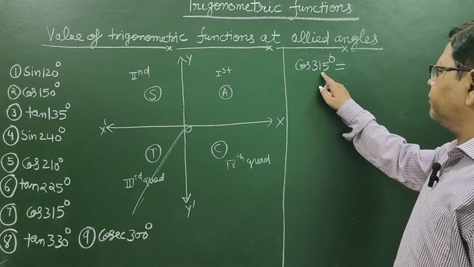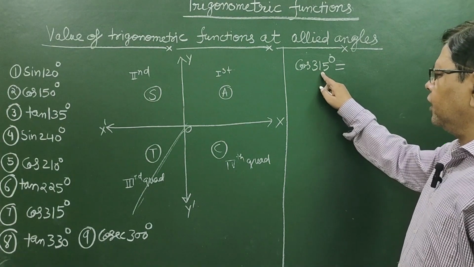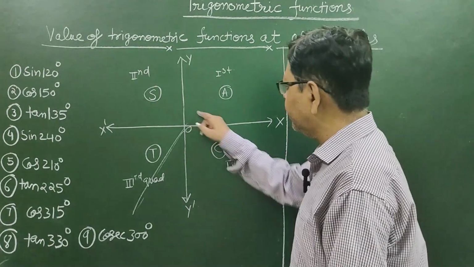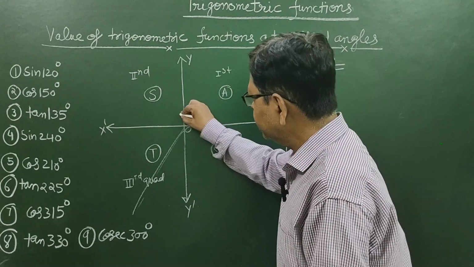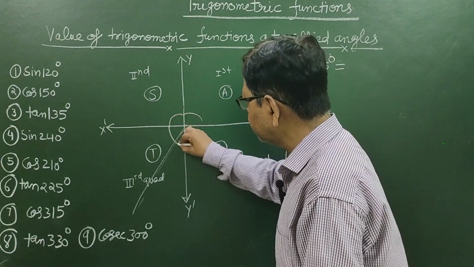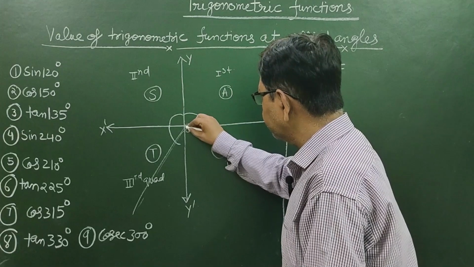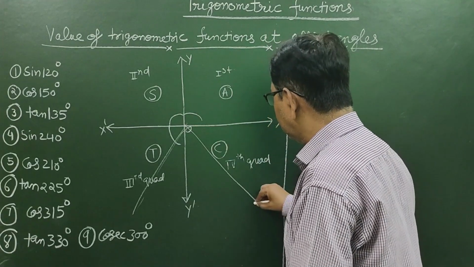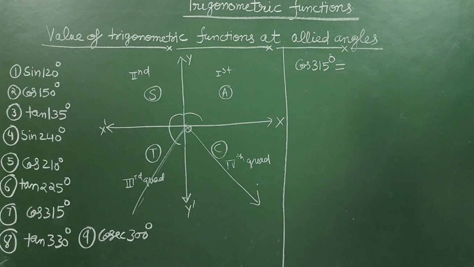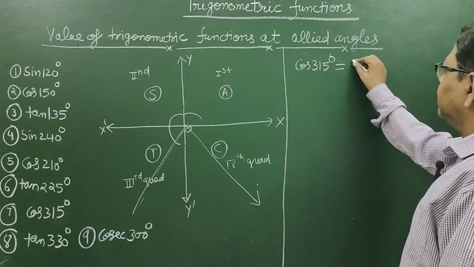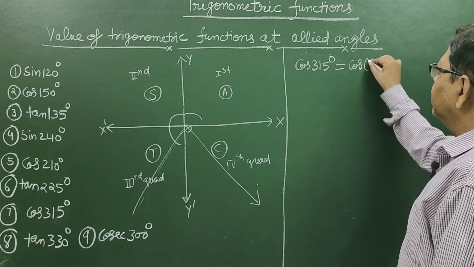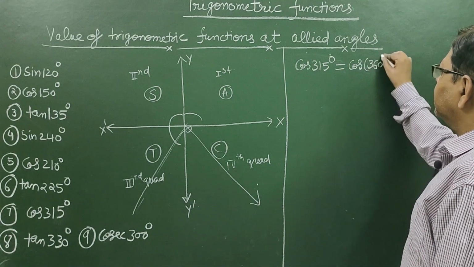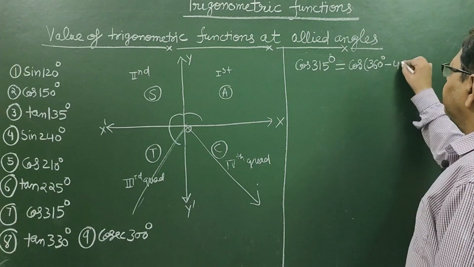Cos 315 degree. This angle is greater than 270 degree (90, 180, 270) and less than 360. It lies in the fourth quadrant. I can write cos 315 degree is equal to cos (360 degree minus 45 degree).